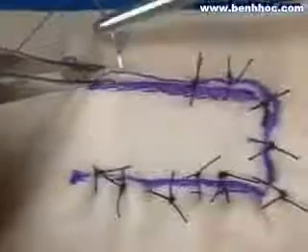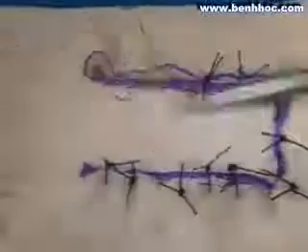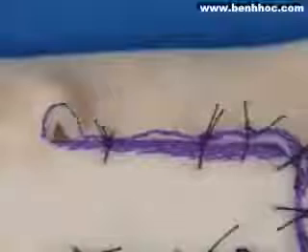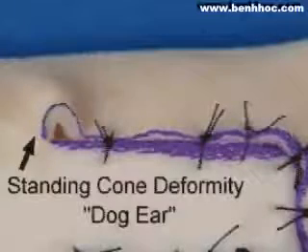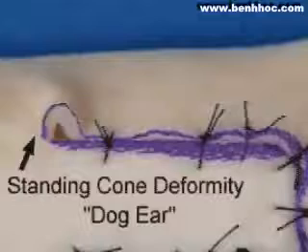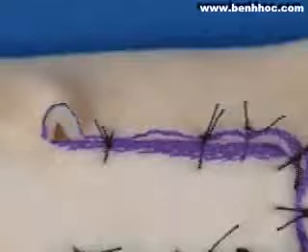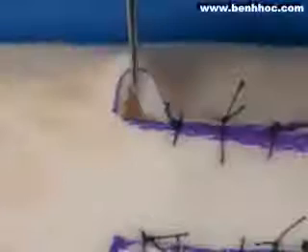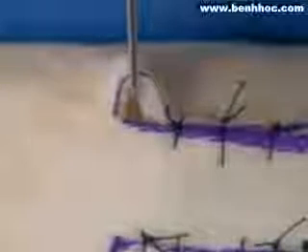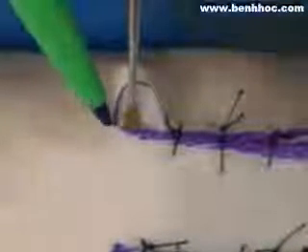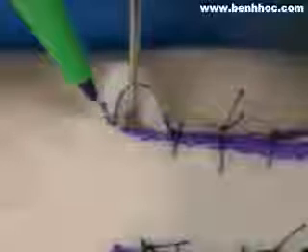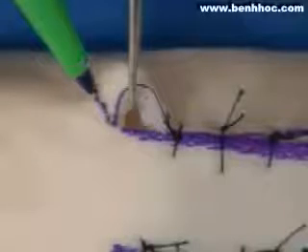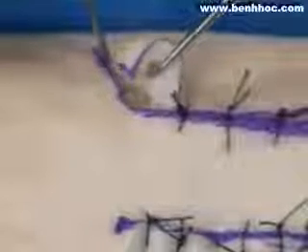On the upper flap, we have closed it so that the skin is closed in an even manner, resulting in a standing cone deformity at the inferior aspect of the flap. The standing cone deformity excision is always done away from the flap pedicle. A single hook is placed in the dog ear, and the triangle that is formed can easily be seen. It is then marked with a surgical marking pen.